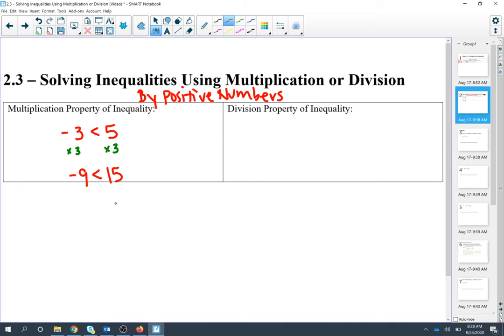What about division? Let's say 8 is greater than 2. Well, the division property of inequality says that we can divide both sides by the same number. So let's say I'm going to divide by 2, and I'm going to divide by 2. That would leave me with 4 is greater than 1, which is still true. So when we're multiplying or dividing by positive numbers, everything still works the way we would think it would work.